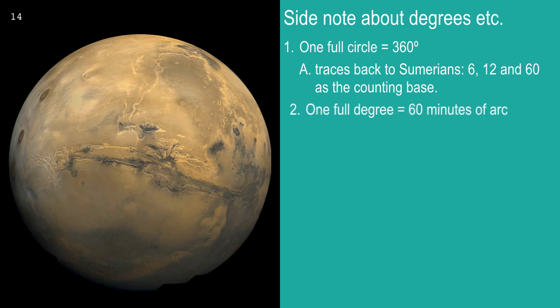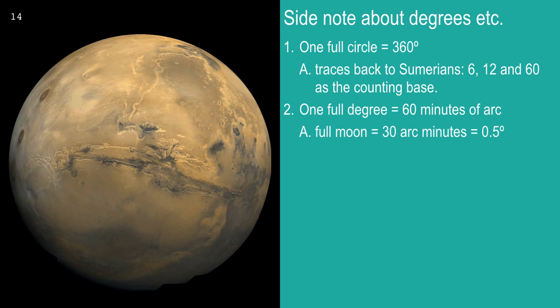1 full degree is subdivided into 60 minutes of arc. So a 60th of a degree. All right. And the full moon is about 30 arc minutes. It's about half a degree.